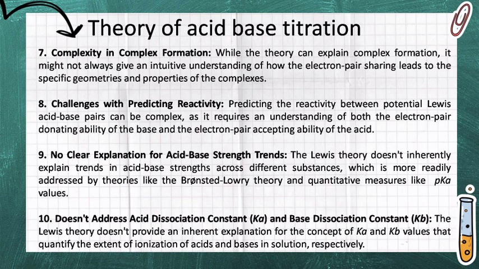10th, doesn't address acid dissociation constant, Ka, and base dissociation constant, Kb. The Lewis theory doesn't provide an inherent explanation for the concept of Ka and Kb values that quantify the extent of ionization of acids and bases in solution, respectively.